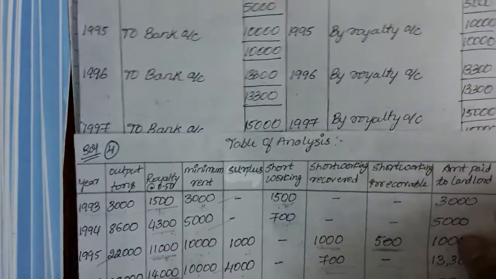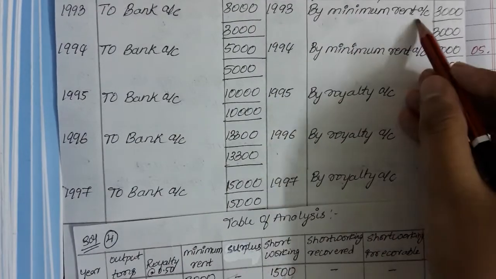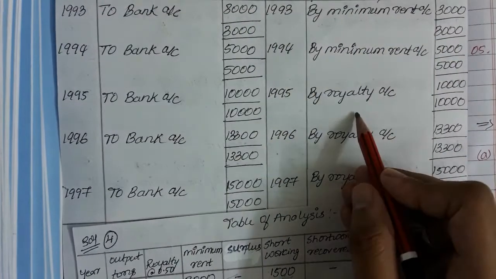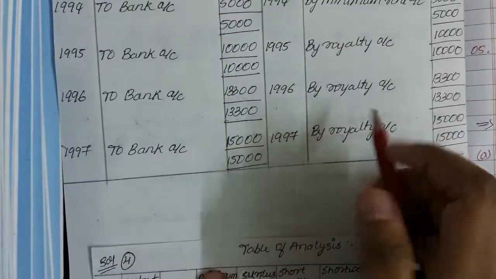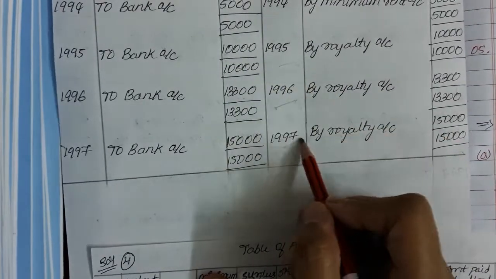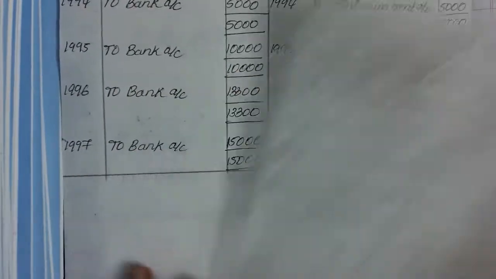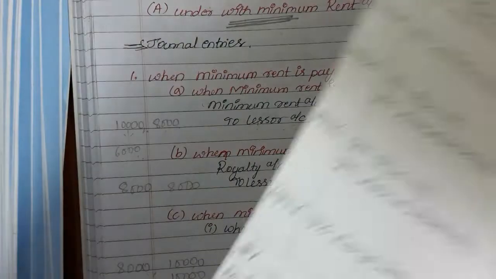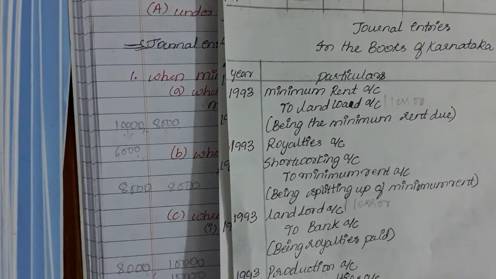Same way, whenever the minimum rent is more than royalty, you will be writing by minimum rent account. Whenever the minimum rent is less than royalty, you will be writing by royalty account. To royalty account 1995, 6, 7, all you need to write down like this, and you will be ending on this. So this is a very important sum, because I have explained with journal entries and ledger accounts both. If you know this, if you understand this particular problem, you will definitely be able to solve any of the problems.